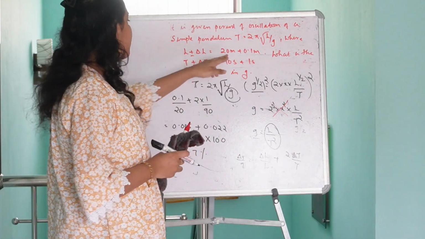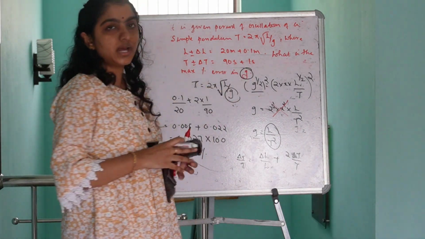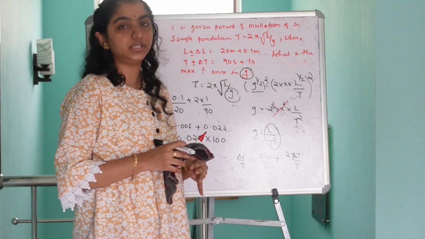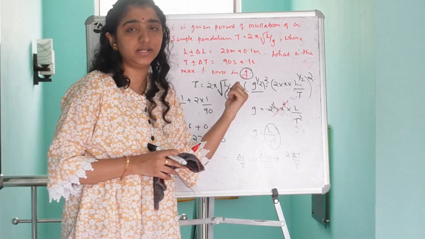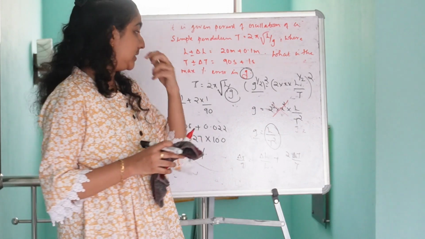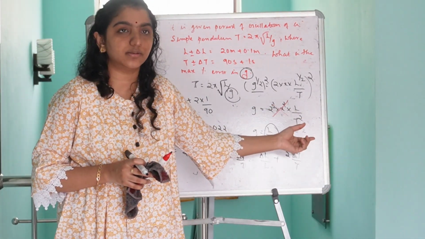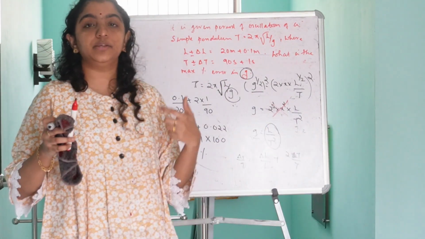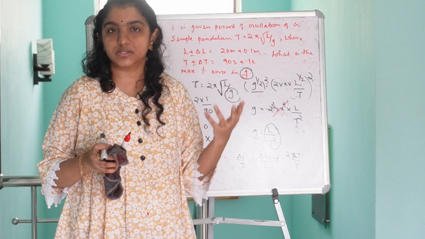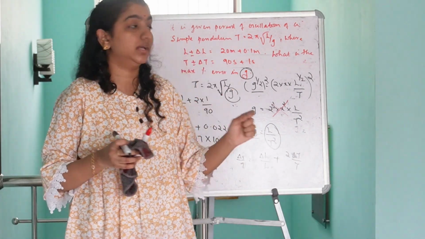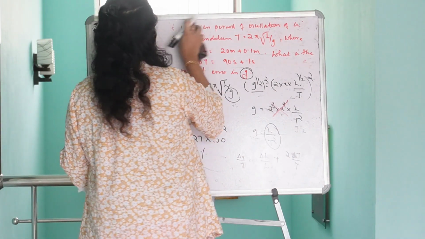If you are asked to find the measurement of G, how do you find it? Since we are asked to find the maximum percentage error, I omitted these constant values. But if you are asked to find the actual measurement, then you have to consider these constants also, and you have to multiply these constant values. Is it clear?